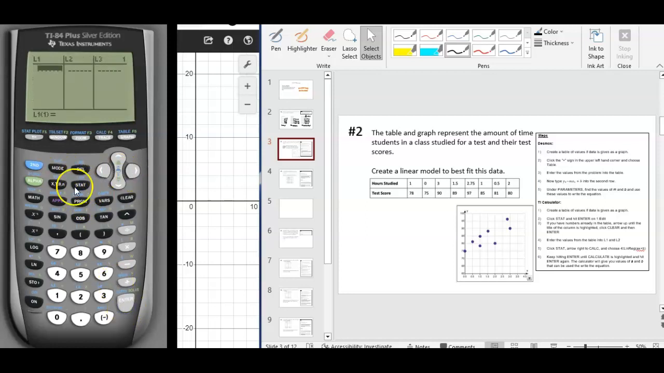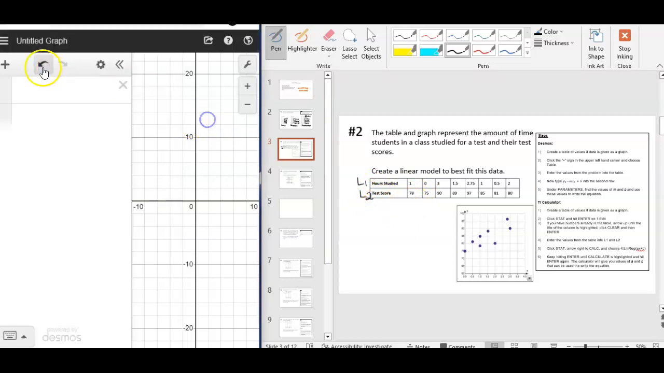So if you go to your calculator, you're going to click on Stat and then hit Enter on Edit. And then in L1, we're going to enter all of the hours studied, and we're going to enter all of these test scores into L2. So this is going to be L1 and this is going to be L2. If you're doing this in Desmos, you're going to click plus table and then you're going to enter your values here. So I'm going to pause the video while you go ahead and enter these values.